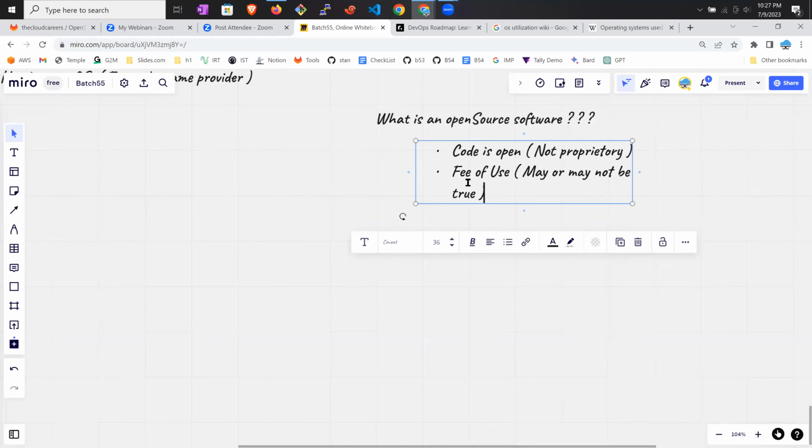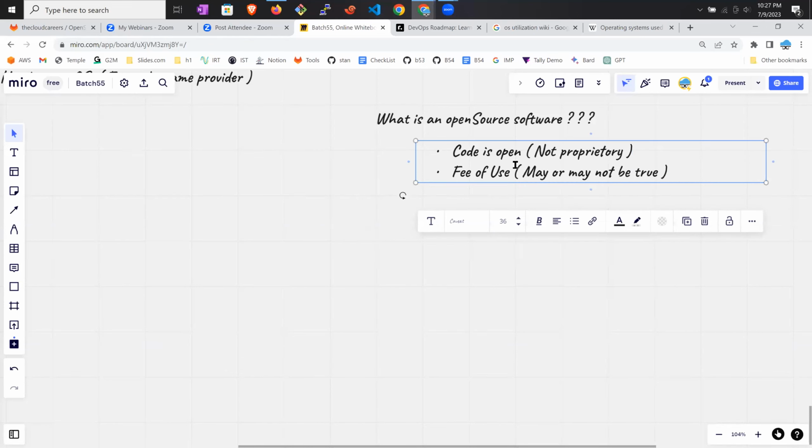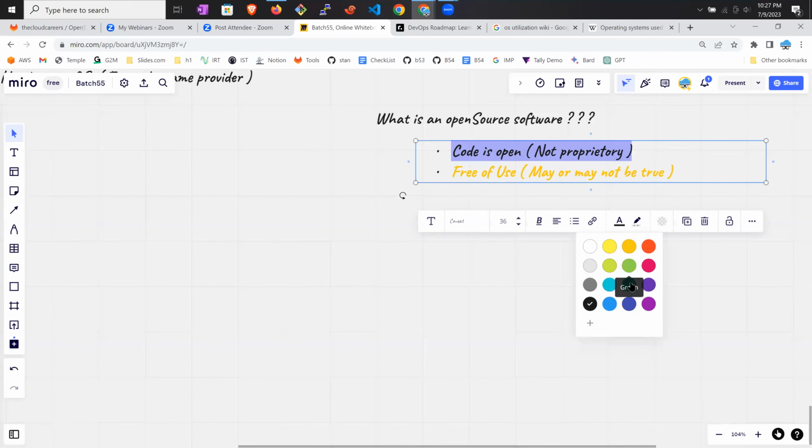Anyone else? Code is open, free of use. This is true or may not be true, so I'll put it in orange color. And this is 100% true, so I'll put it in green color. Anyone else? Okay, I'm giving access. Who has raised hand? You can unmute and talk. I have given access. Anybody can contribute.